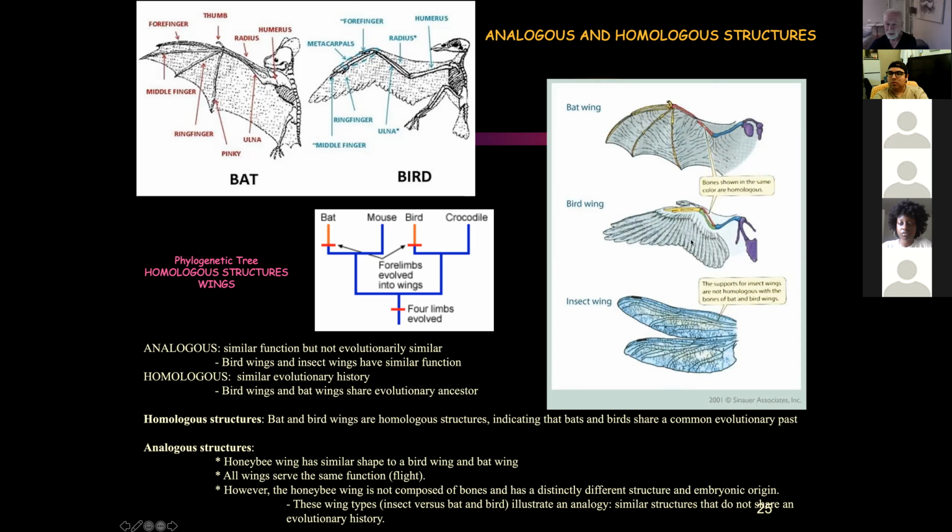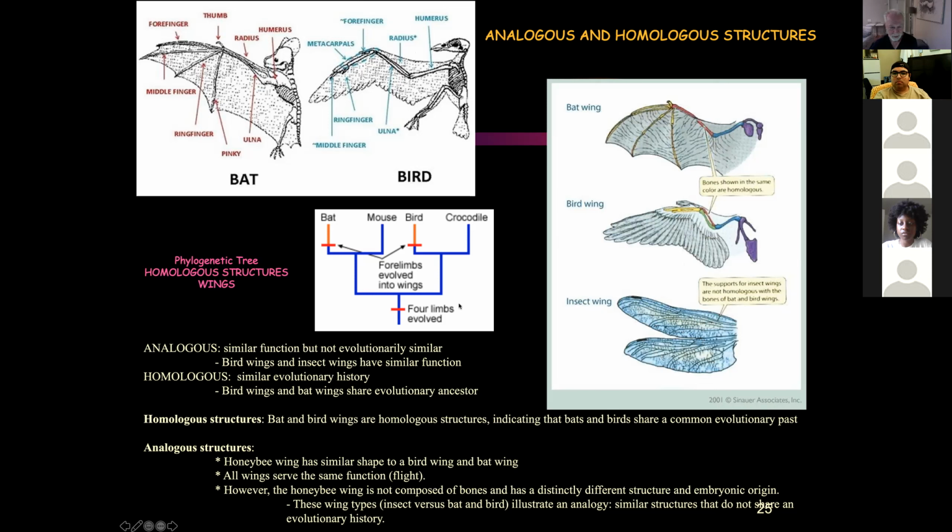Now, if we look and compare either of those with an insect, none of the supports in an insect wing have anything to do with the supports in bird wings and bat wings. So they are called analogous because they have the same function, but completely different origins. And in the upper left, you can see this laid out in more detail, how bat wings and bird wings are the same structure, but on two different animals.